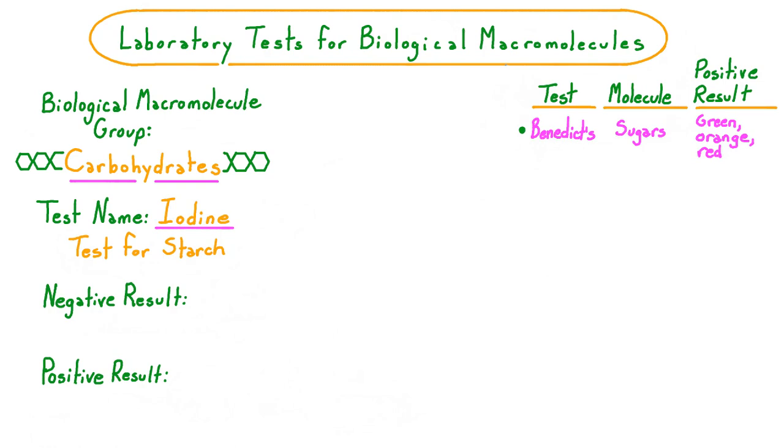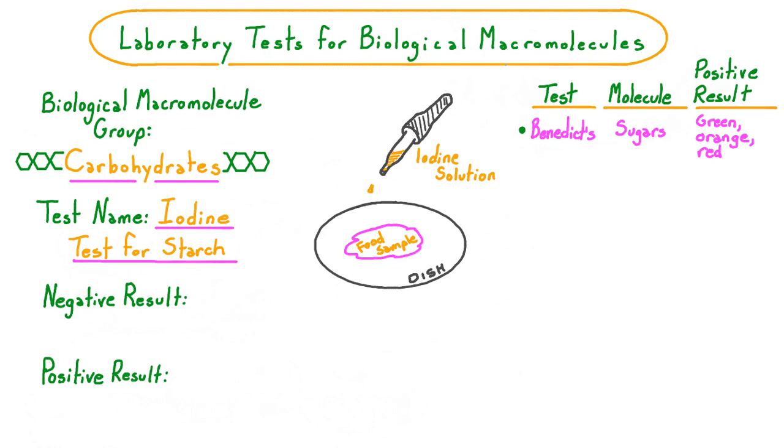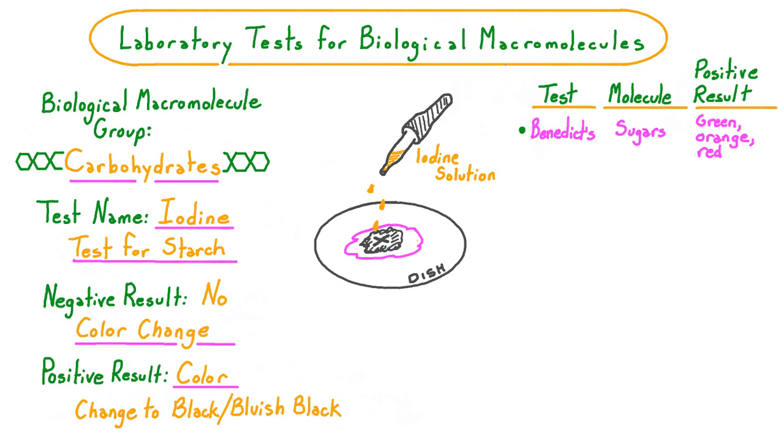Here's another carbohydrate test, but this time it's for a complex or large carbohydrate called starch, which is made out of many glucose units bonded together. Place a few drops of an iodine solution on the food sample and see if a color change occurs to a black or bluish black. If no such color change occurs, that's a negative result, meaning there's no starch present. But if you see the color change to a black or a bluish black, that indicates the starch is there.